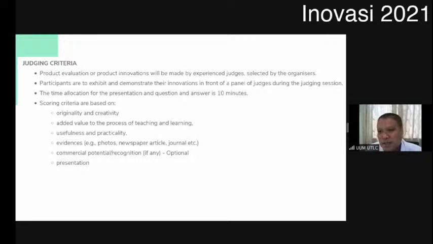After that, they start with the mark. Okay, so you can see that this is the scoring criteria: originality, add value, usefulness, evidence, commercialization. This one they have five categories. Evidence, and this one maybe we have the patent recognition award. So this is the option.